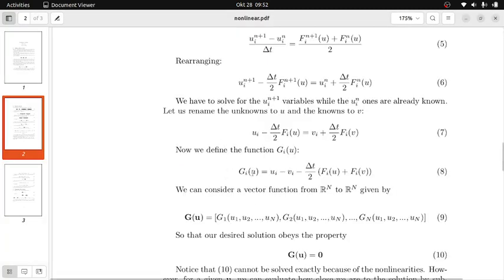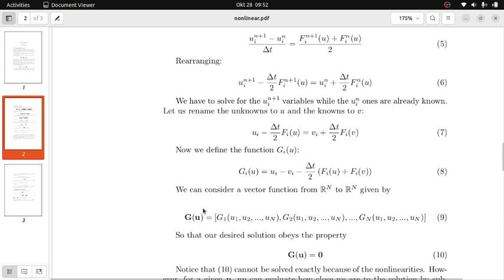We have this function g_i(u) equals this, but notice that if our signal has large n points, here we have one equation for each of these points. We have g1, g2 up to gn, and each of these g's takes u1, u2 to un. So this function g is a function of a vector from R^n to R^n.